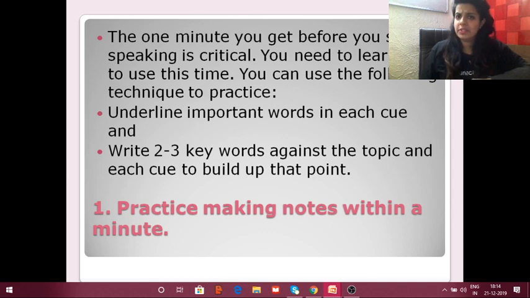The 1 minute you get before you start speaking is very critical. You need to learn how to use this time. And you can use the following technique to practice. Okay? Number one, underline important words in each cue card.